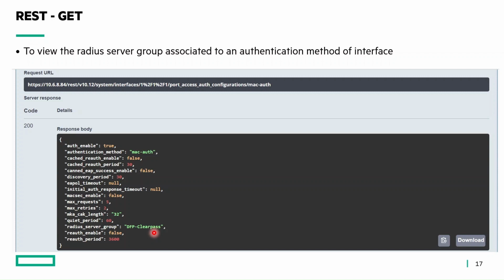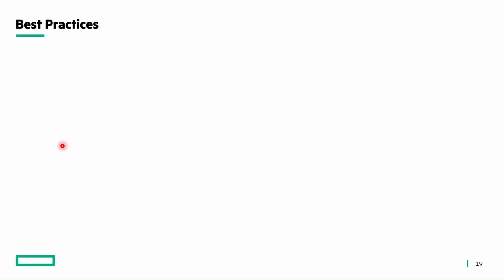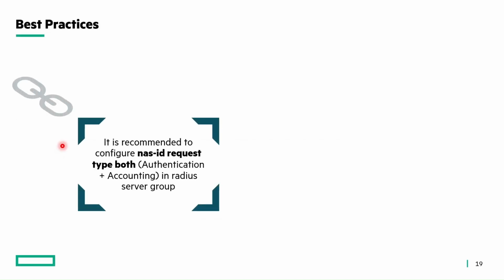So next we'll jump to the best practices. First, as I said earlier, we have to configure the NAS ID request type as both authentication and accounting. Only then will the correct RADIUS server be hit, because accounting cannot log in if no authentication happens in that particular server. So that's the reason the NAS ID value should be present with both types, authentication and accounting.